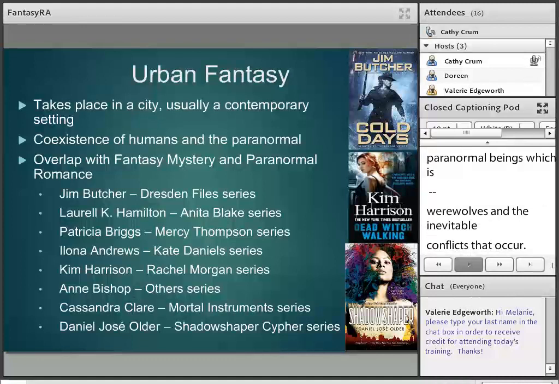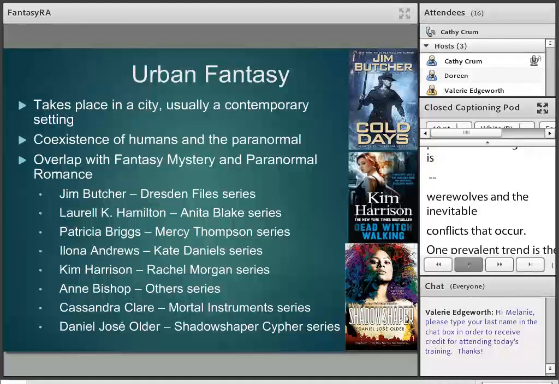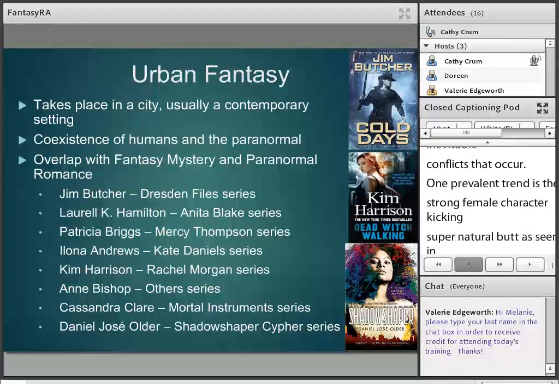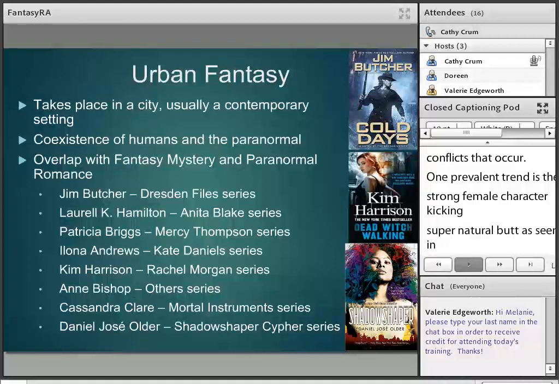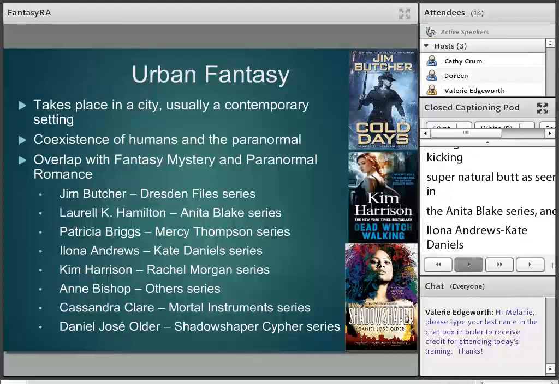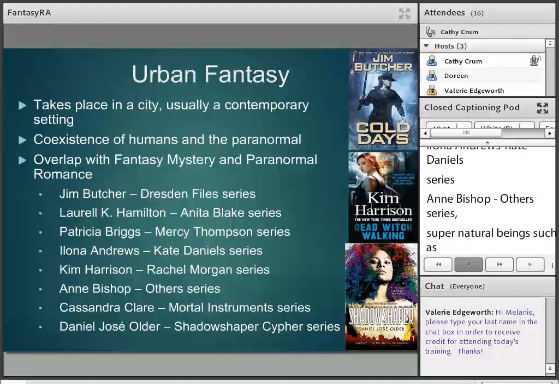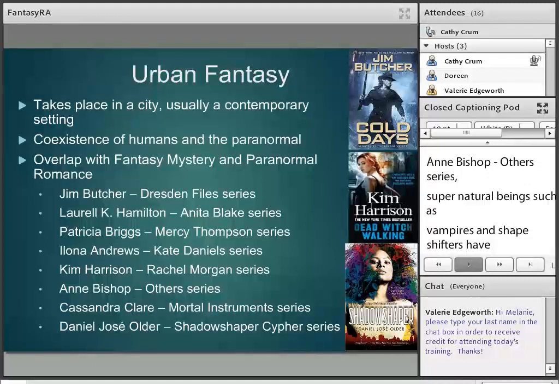A long-running example of urban fantasy is Jim Butcher's Dresden Files, a series about the private eye Harry Dresden, who's also a wizard, and investigates a lot of supernatural disturbances. One prevalent trend is the strong female main character who's usually pretty good at kicking supernatural butt, as seen in Laurell K. Hamilton's Anita Blake series, Patricia Briggs's Mercy Thompson series, Ilona Andrews' Kate Daniels series, and Kim Harrison's Rachel Morgan series. In Anne Bishop's other series, Humans and Others, supernatural beings such as vampires or shapeshifters have lived in an uneasy peace until something upsets the balance.